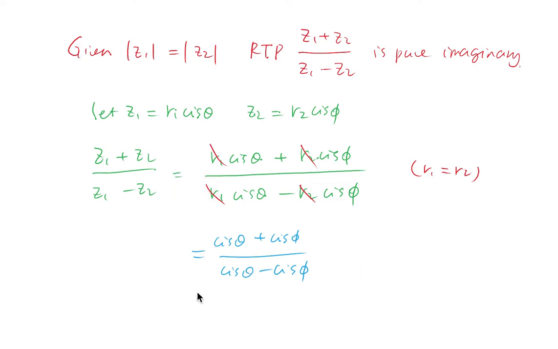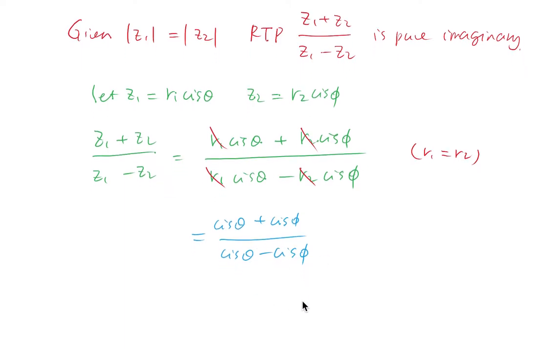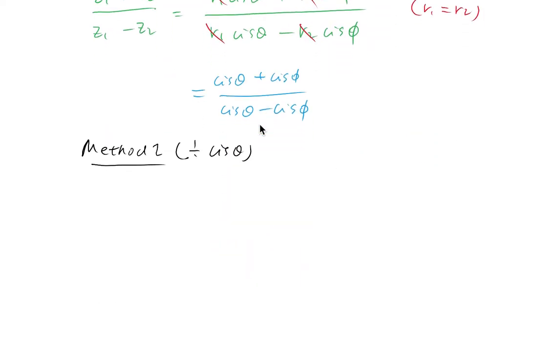And then we just need to use the cos and sine additions. So cis theta plus cis phi divided by cis theta minus cis phi. There's two different ways we can do it, so let's go through two different methods. Method one: I just want to divide everything by cis theta.